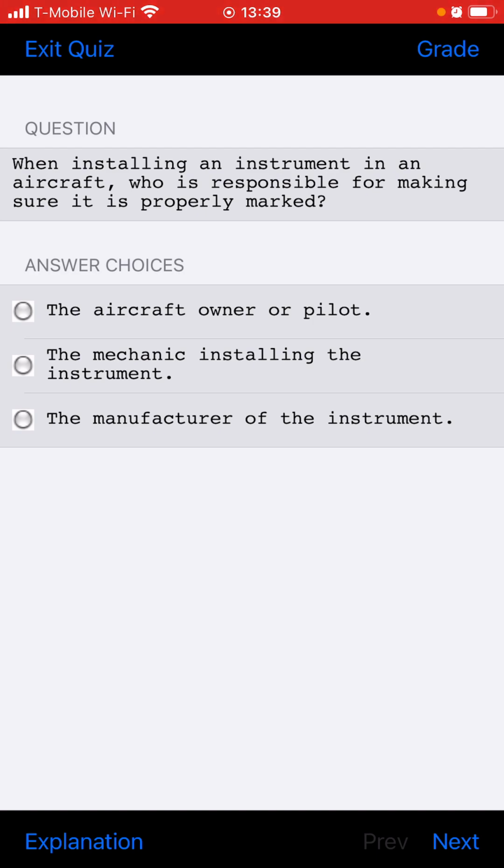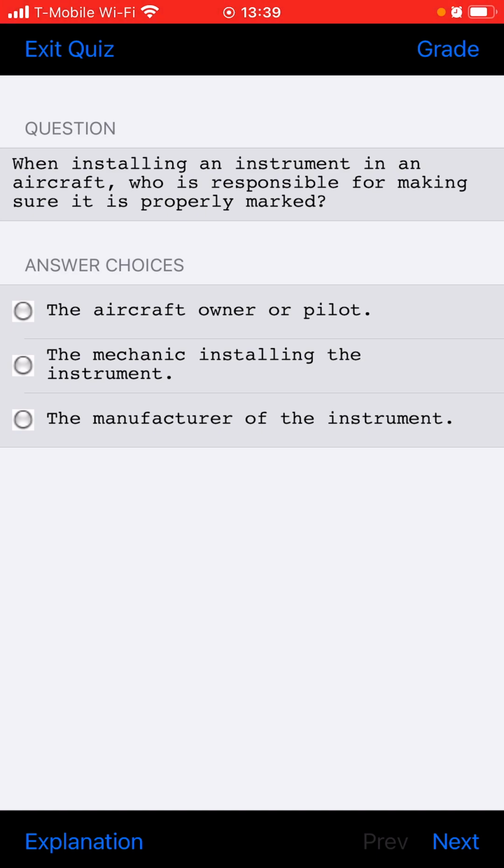Why are electronic capacitance fuel quantity indicating systems more accurate than other types? They measure mass of the fuel instead of the volume. They don't measure volume, they measure mass.